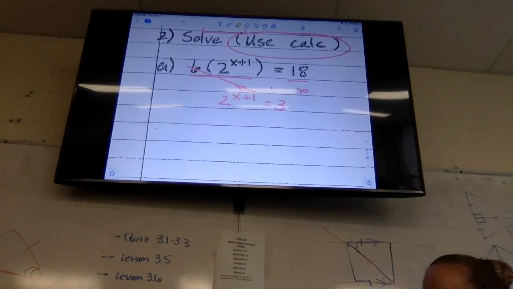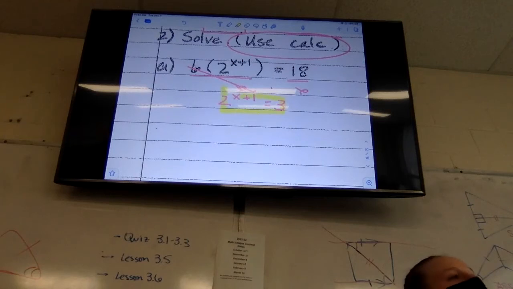I want to write it different. I want to make it look like an L. So I'm going to start with 2. I'm going to loop down across to my 3, and I'm going to finish at my x plus 1. The reason I make it look like an L this time is I'm going from exponential form to logarithmic form. So since I want to put it in log form, I need a log in my next step.